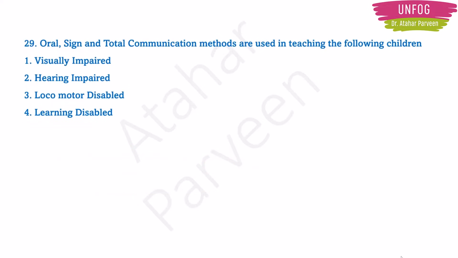Next, question number 29. Oral, sign and total communication methods are used in teaching the following children: visually impaired, hearing impaired, locomotor disabled, learning disabled. So any one of these children are to be taught by these communication methods: oral, sign and total communication. So the answer is hearing impaired.